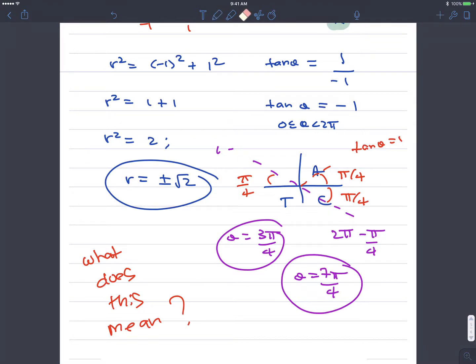Let me erase this here to be clearer. This is the first angle, 3 pi over 4. Okay, and you're right. We'll say this is going to be what? 7 pi over 4.